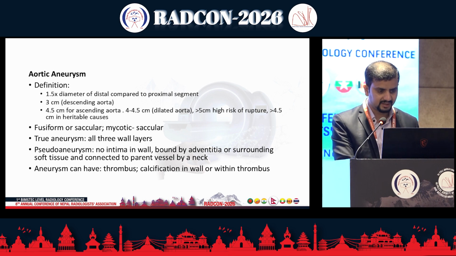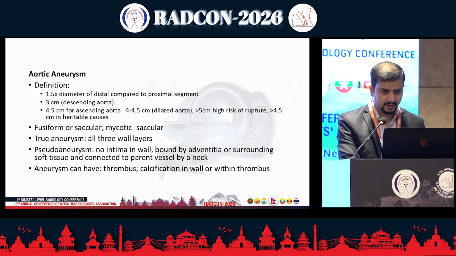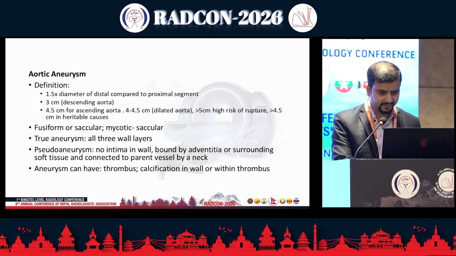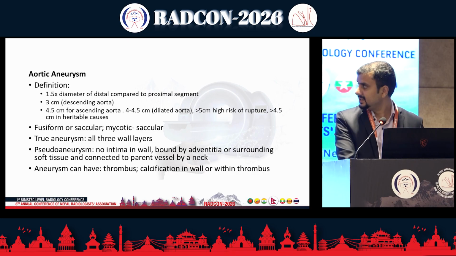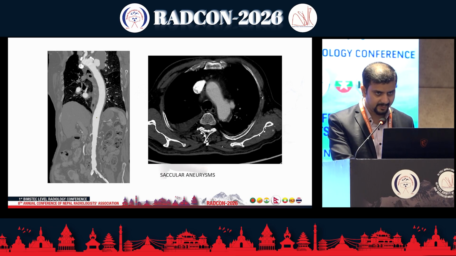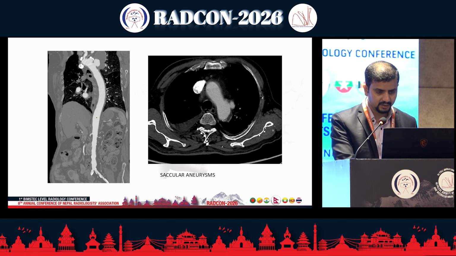A true aneurysm contains all three wall layers, while a pseudoaneurysm has no intima in the wall and is bound by adventitia or surrounding soft tissue, and is connected to the parent vessel by a neck. An aneurysm can have thrombus, and calcification in the wall as well as within the thrombus. Here you can see a case of a large saccular aneurysm in the distal aortic arch with an eccentric hypodense filling defect suggestive of thrombus. Here we can also see a small saccular aneurysm arising from the distal aortic arch.